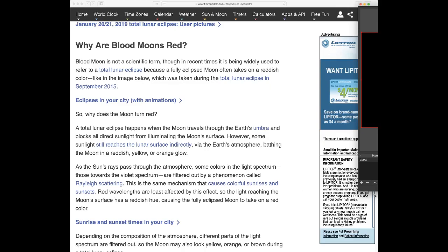Isn't that nice? Okay, well, there you go. There's the complete answer to question 14. It's blocked by the Earth. There's scattering out of blue in the atmosphere and a little bit of refraction in there.